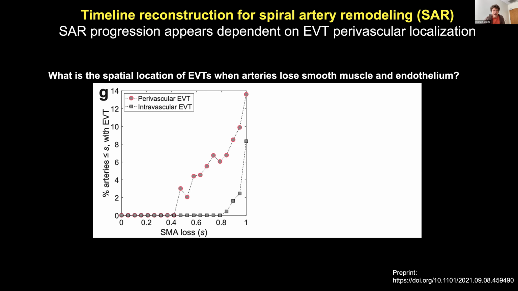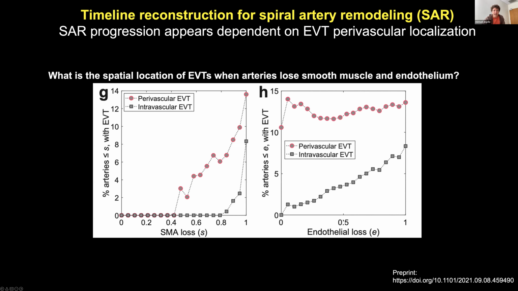So that's kind of the first thing. The second thing that we find is that endothelium, if we look at the loss of endothelium within the vessel, that doesn't seem to really matter that much for perivascular EVTs. So perivascular EVTs are sort of always there, irrespective of how much endothelial loss there is. But for intravascular, we see more and more intravascular EVTs as more and more endothelium is lost.